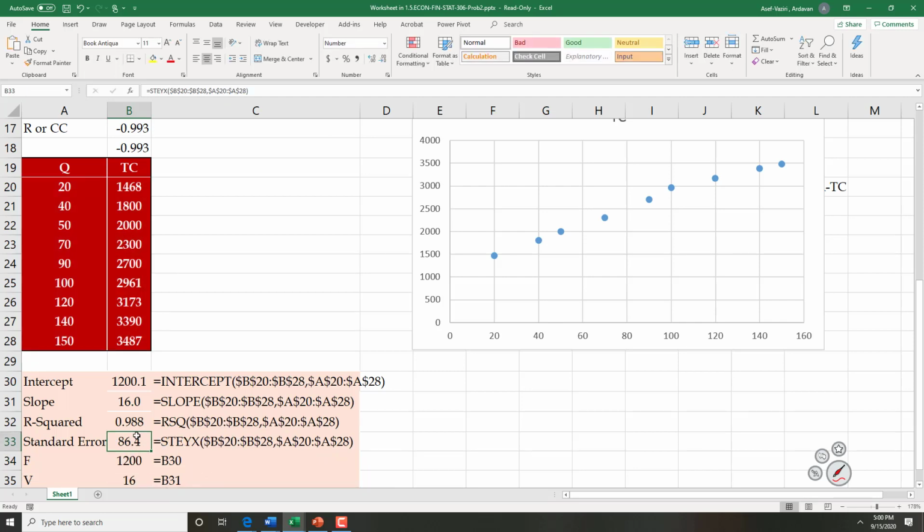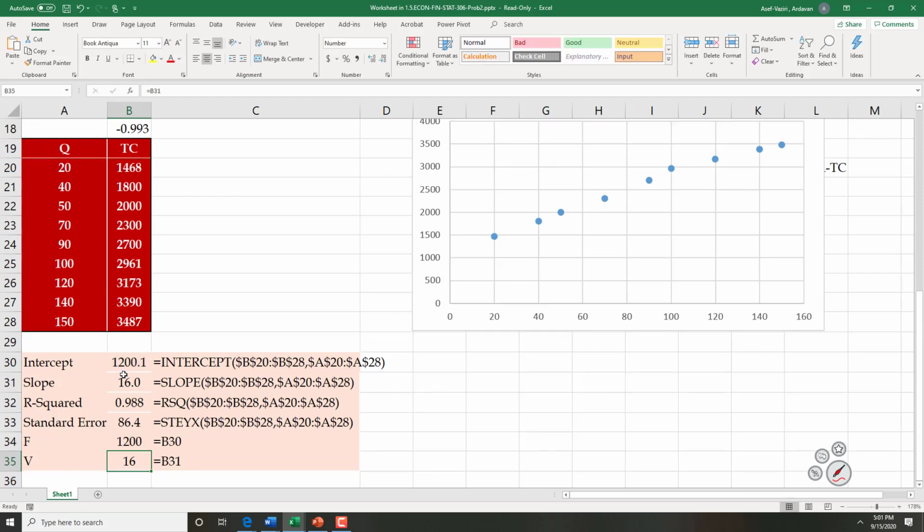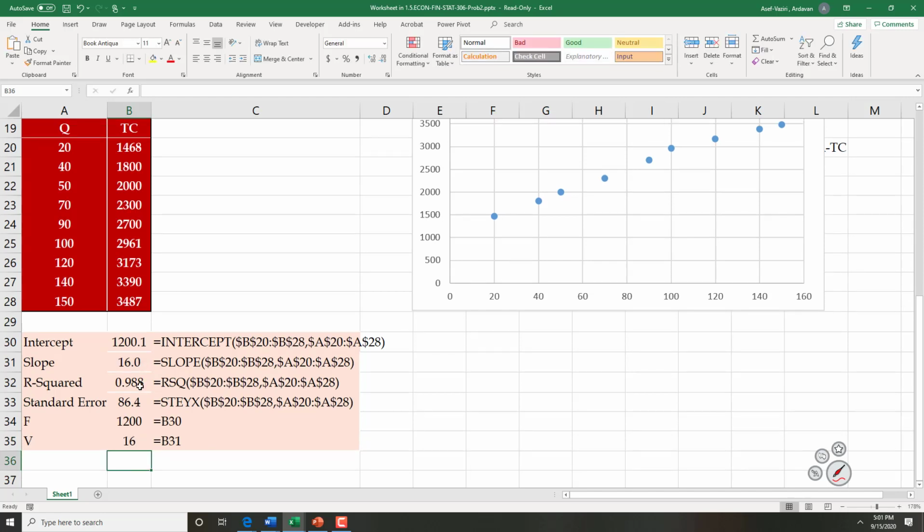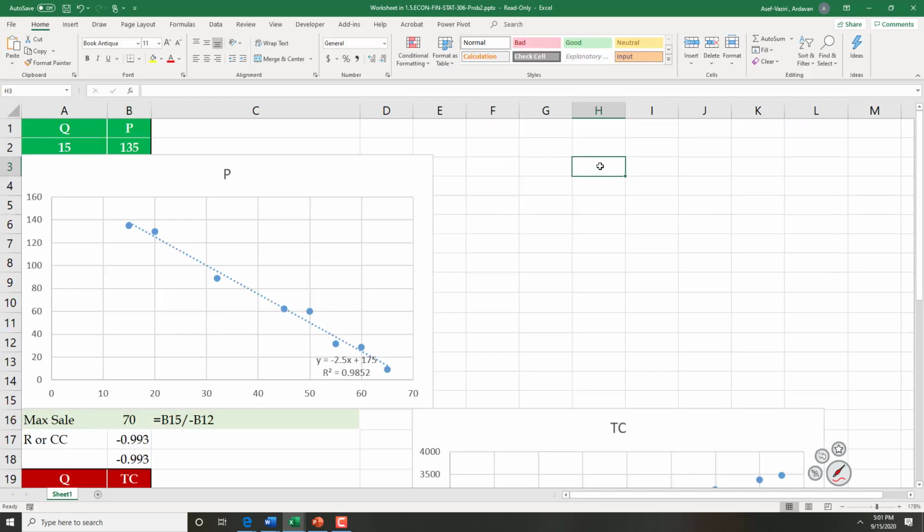Now I have the standard error, which is the standard deviation of my forecast. This one is my fixed cost, and my variable cost is this one. So I have all the data that I need. I'll go here and I type Q, and then I type here P. I want to know what price is corresponding to what quantity.